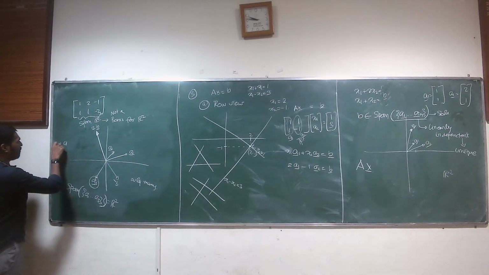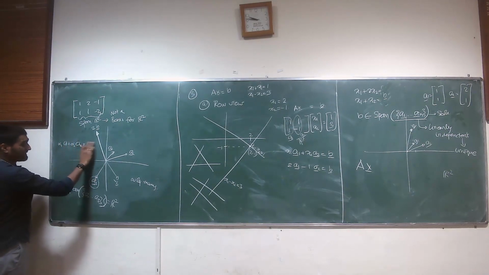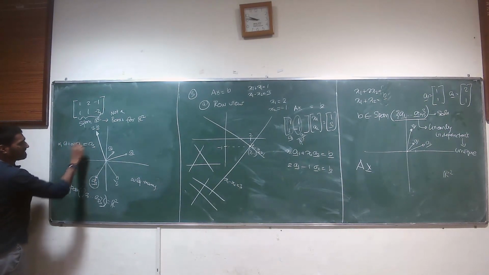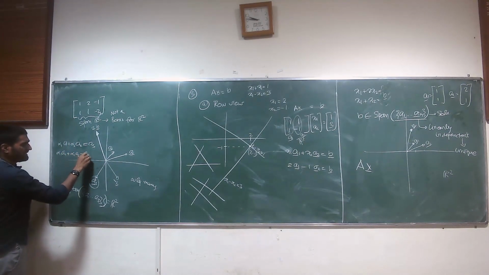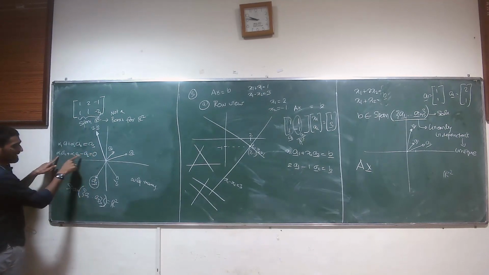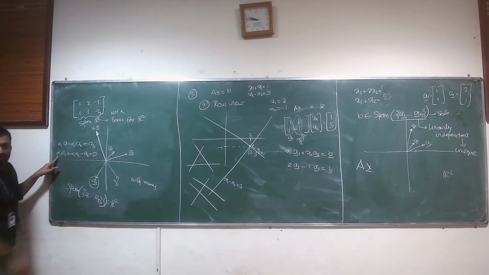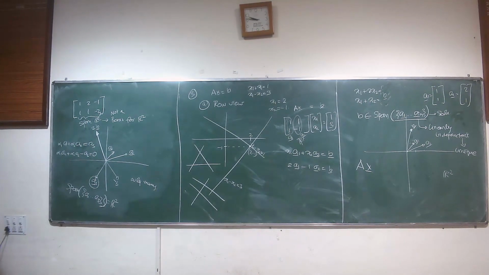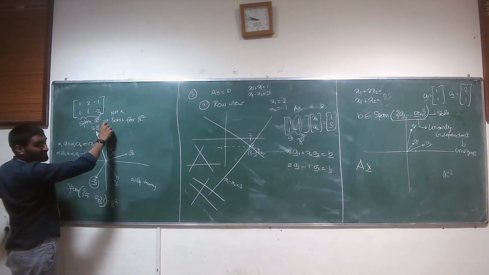That means if alpha 1 A1 and alpha 2 A2 give me A3, then if I simply choose alpha 1 A1 plus alpha 2 A2 minus A3, this will produce 0, where the alphas are not 0. That means this is not a linearly independent set. So this is not a basis for R2, even though it spans R2, because it's not linearly independent.